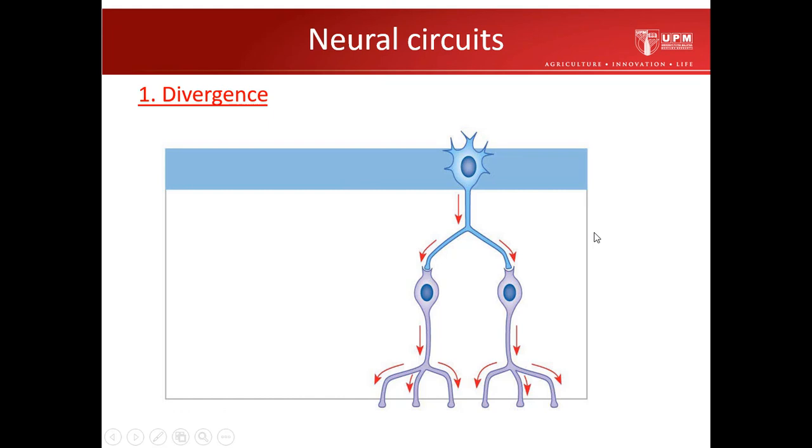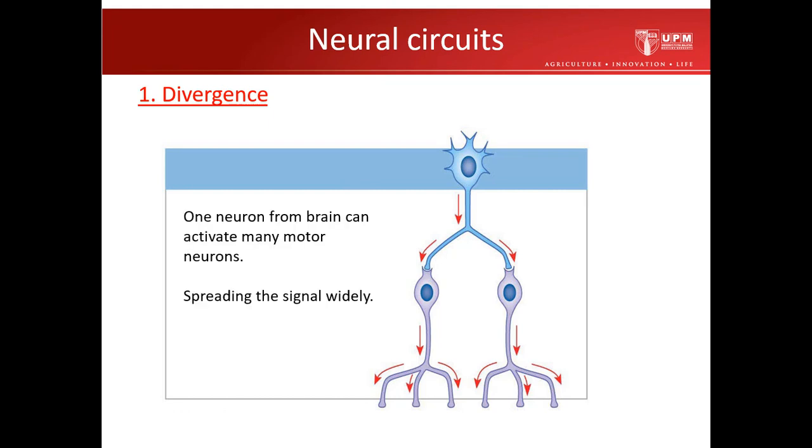The first one is divergence. Divergence is a mechanism for spreading stimulation to multiple neurons or neuronal pools in the central nervous system. Here you can see that one neuron can synapse with two different postsynaptic neurons and then spread the signal widely. An example of divergence is a motor neuron stimulating many muscle cells.